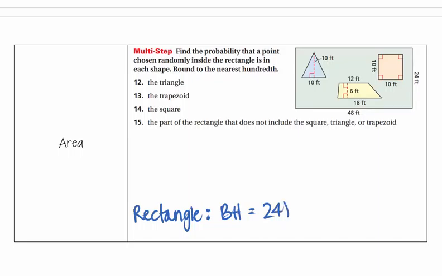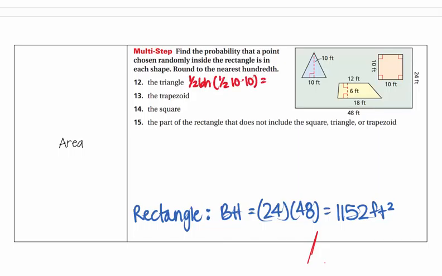So in this case, it's going to be 24 times 48. And if we multiply those together, we end up with 1152 feet squared. So remember, that's going to be our denominator. Let's go through and figure out the area of each one of these other shapes. Remember, a triangle is 1/2 base times height, so we'll have 1/2 times 10 times 10. 10 times 10 gives you 100, and if you cut it in half, you get 50.